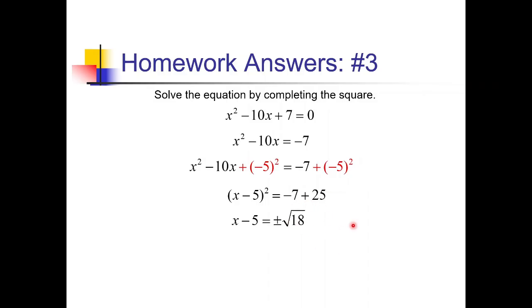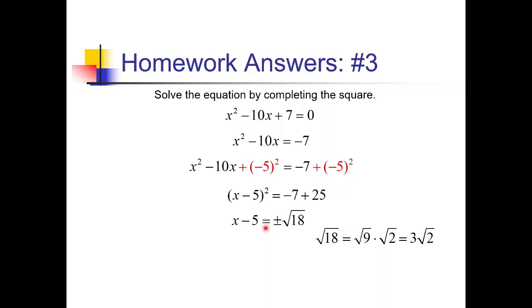And I'm going to simplify 18 over on the side here. I can split that up into radical 9 and radical 2. I just need a perfect square times something. Square root of 9 is 3, so this is 3 radical 2. And now coming back over here, to get x by itself, I need to add 5 over to the other side.